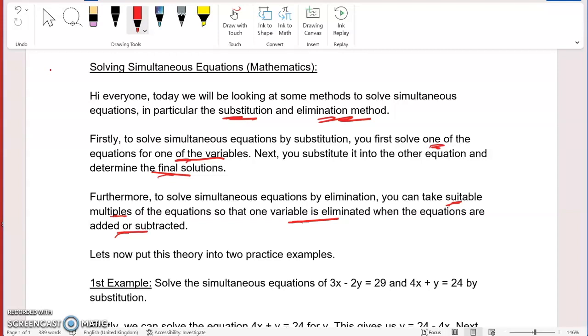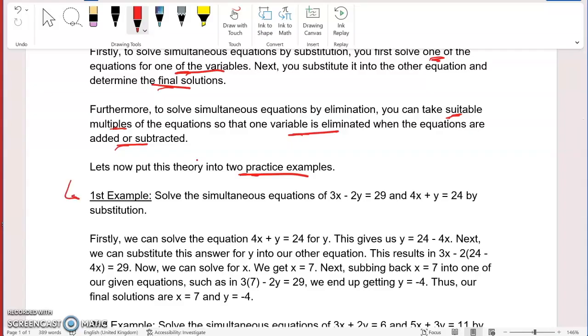Let's now put this theory into two practice examples. So the first example we have here is: solve the simultaneous equations 3x minus 2y equals 29 and 4x plus y equals 24 by substitution. Firstly, we can solve the equation 4x plus y equals 24 for y. Rearranging, this gives us y equals 24 minus 4x.